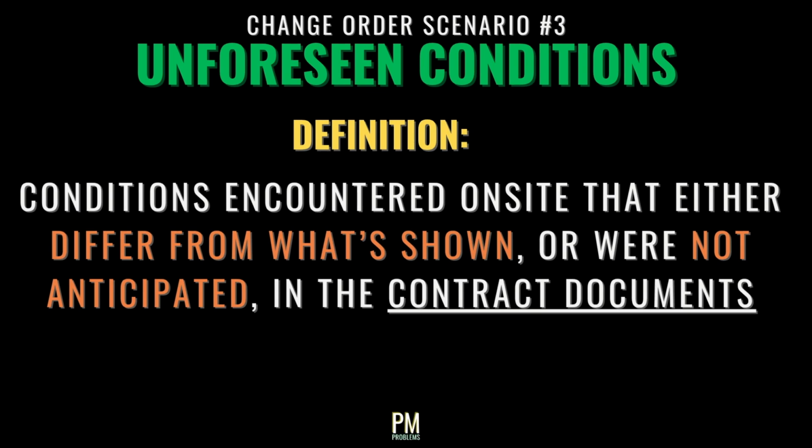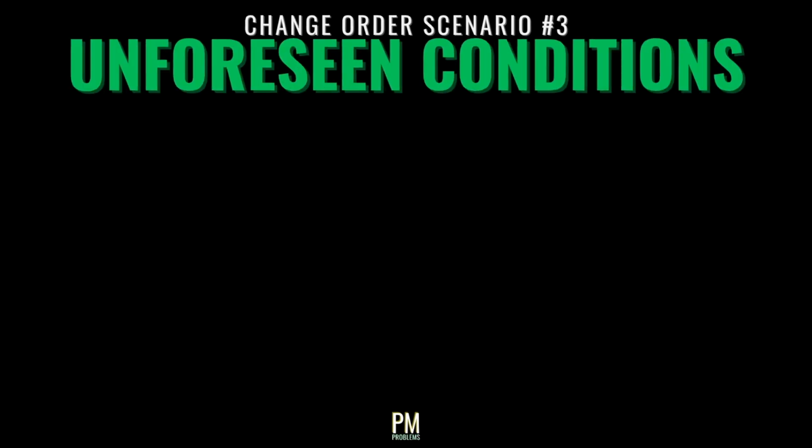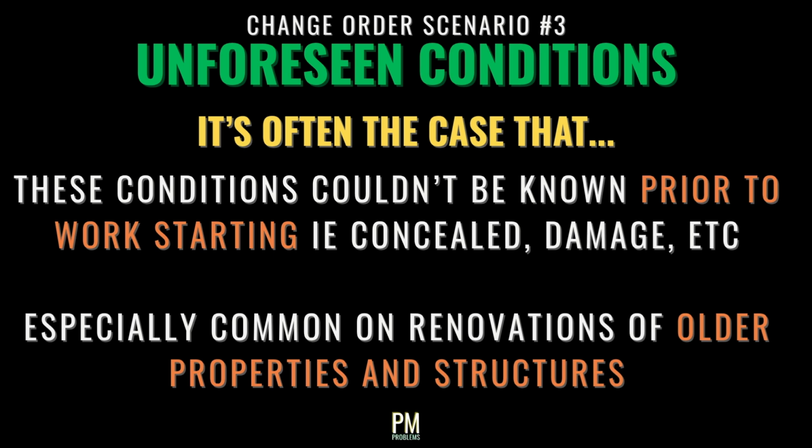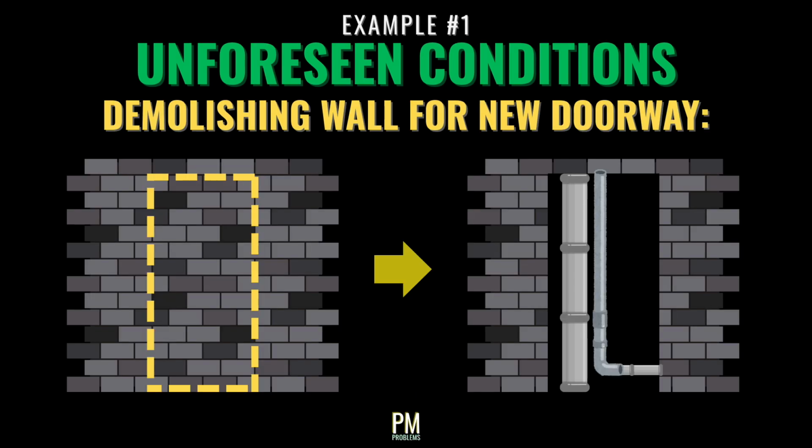The term unforeseen conditions is used to describe conditions encountered on site that either differ from what's shown or were not anticipated in the contract documents. It's often the case that these conditions couldn't be known prior to work starting and are especially common on renovations of older properties and structures. Here are a few situations I've encountered that require change orders due to unforeseen conditions.